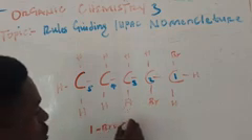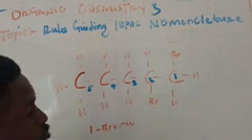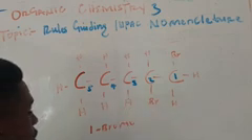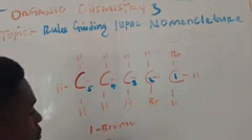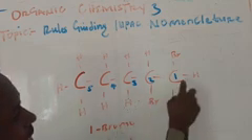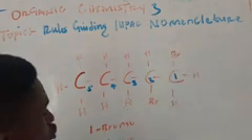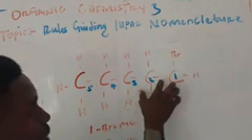So it will be 1-bromo. Then at carbon number 2 also, I have a substituent which is Br. It will then be what? 2-bromo. So this 1-bromo means at carbon number 1, I have a bromo. Then this 2-bromo means at carbon number 2, I have a bromo.